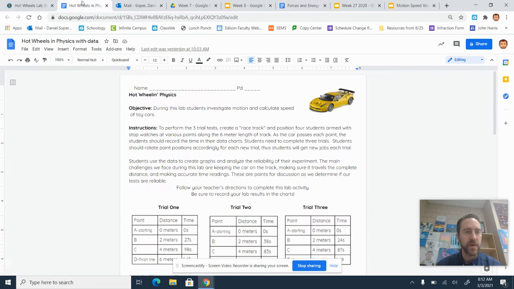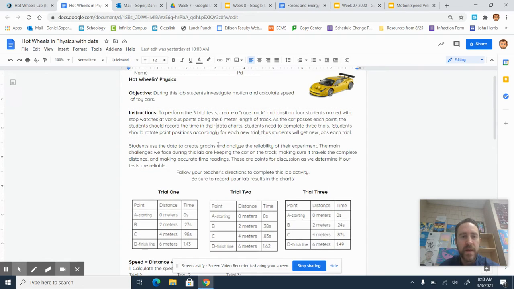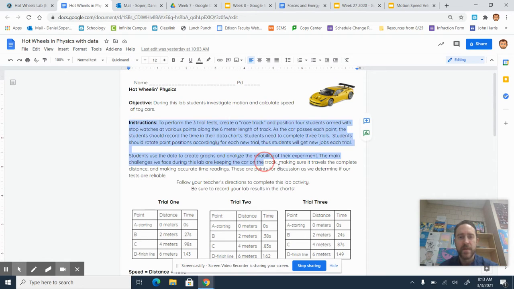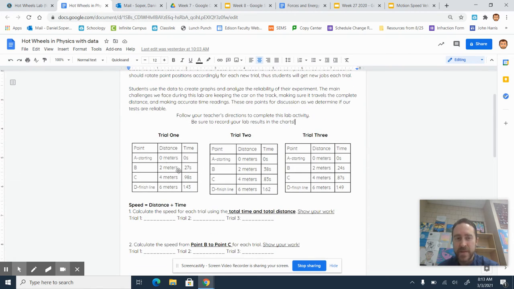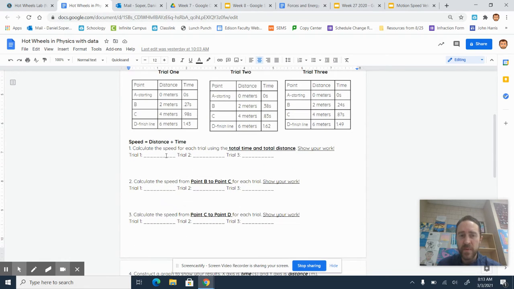Sorry, I'm looking for the wrong thing here. There we are. So this is what your assignment yesterday looked like, and it has the instructions that were for in class. Because you weren't able to do that, I just gave you the data, a sampled set of data. The mission yesterday was to calculate the speed of each part. Notice that the three questions ask for different speeds from different points.